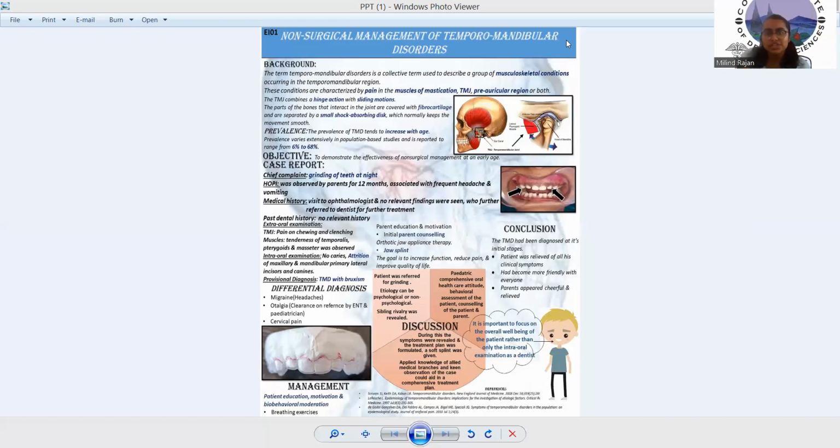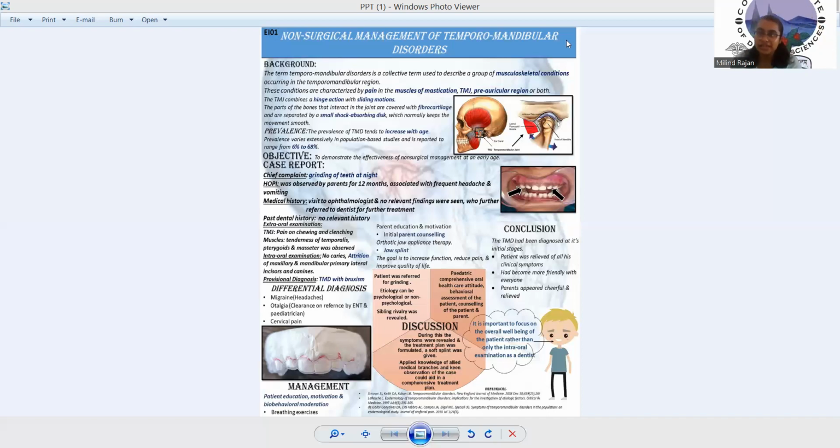On extraoral examination, we examined the TMJ and observed pain on chewing and clenching. The muscles of mastication were observed to be tender. On intraoral examination, the patient did not have any caries, but attrition was observed. In the picture, I have demarcated the same with arrow marks. You can see attrition of the maxillary and mandibular primary lateral incisors and canines.